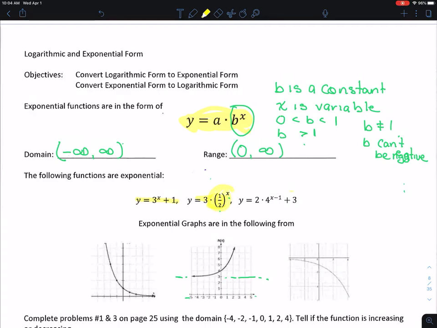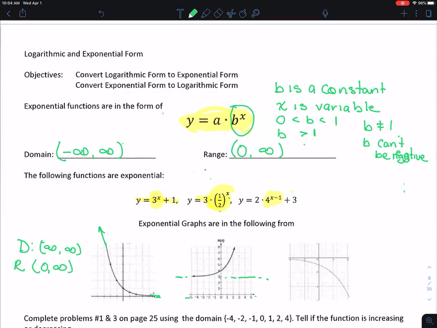So here we have some examples of exponential functions. Notice each time we have a constant being raised to an x power, and that makes it exponential. Looking at these graphs, we see this is a basic exponential function. Notice its domain is negative infinity to infinity because it goes on in both directions. But notice its range is from 0 to infinity because it's never going to touch that x-axis. So it doesn't touch that x-axis, but it goes forward.